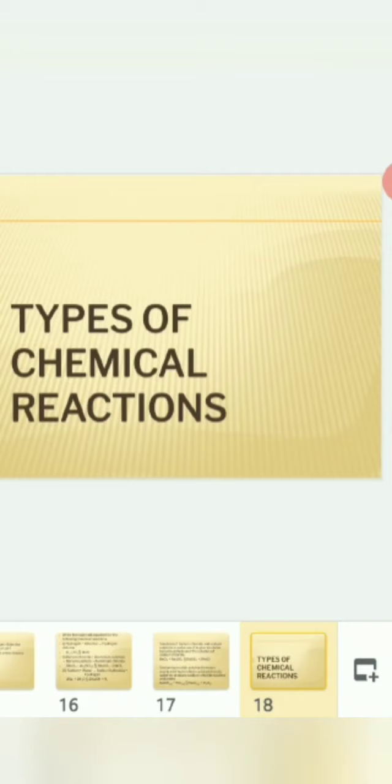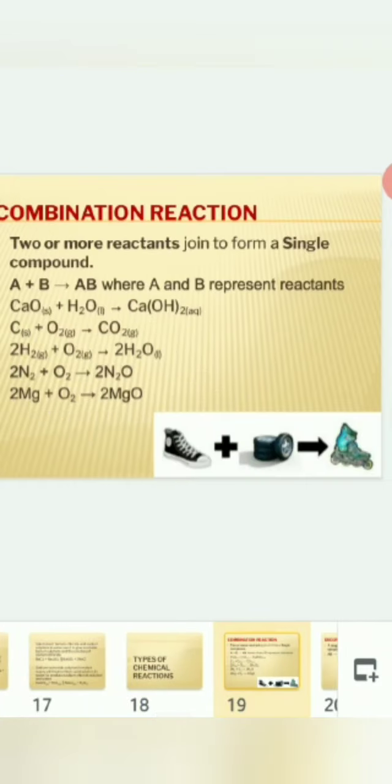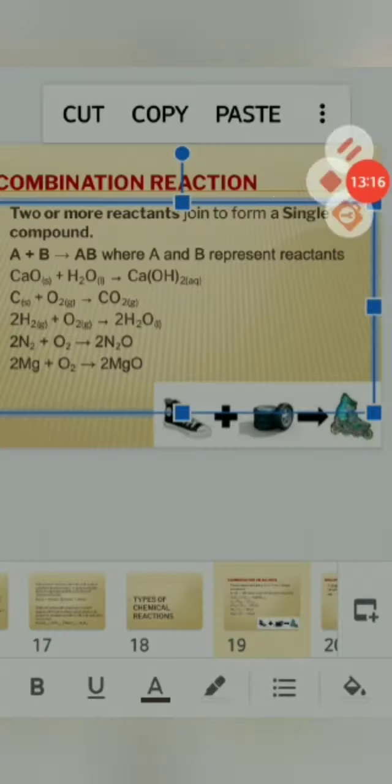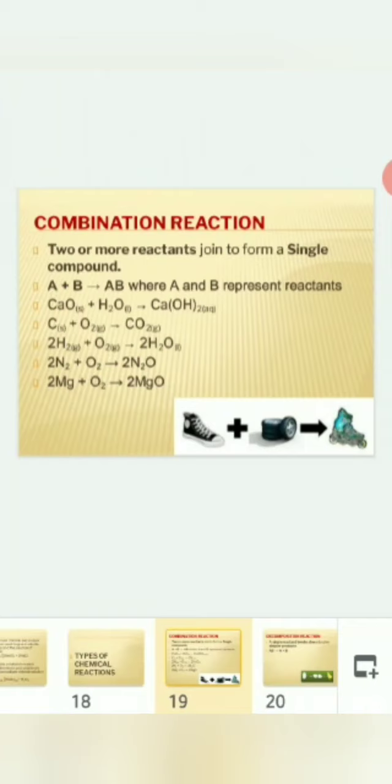Now we will start with types of chemical reactions. First thing we are going to see here, types of chemical reaction. The first one, combination reaction. Two or more reactants join to form a single compound. Here you have A plus B combining to give AB, where A and B represent reactants.